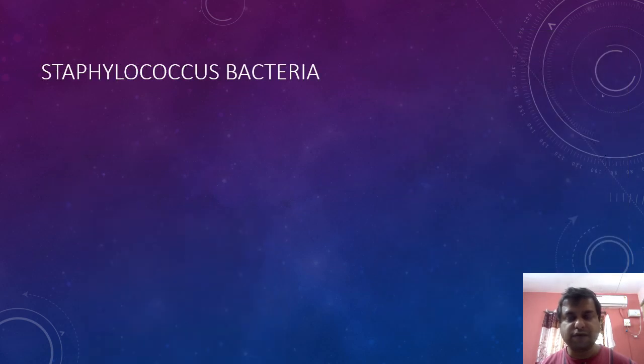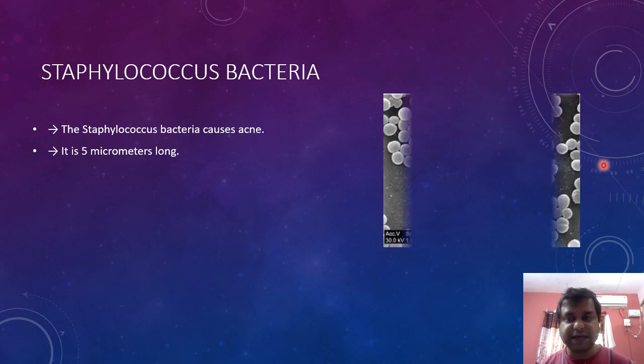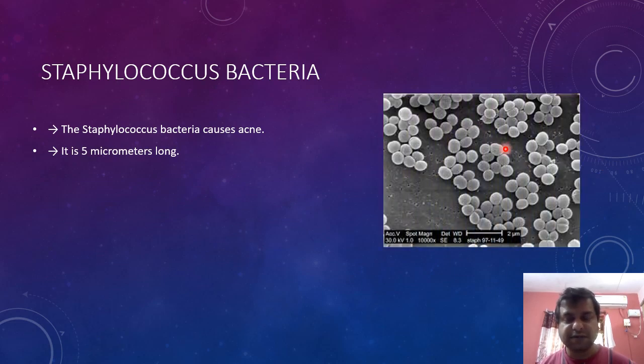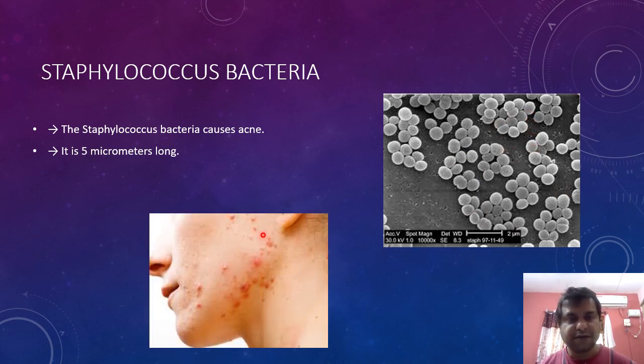Next we have Staphylococcus bacteria. Now this Staphylococcus bacteria is usually present on our skin, and when present in large amounts it can cause something called acne. This is an electron microscope picture of Staphylococcus, how it looks under a microscope. You see these are known as colonies. They come together to form colonies.